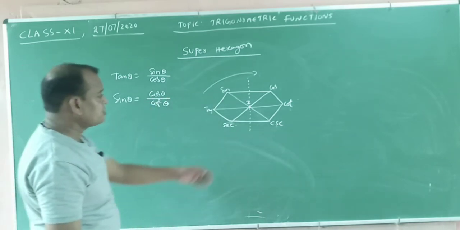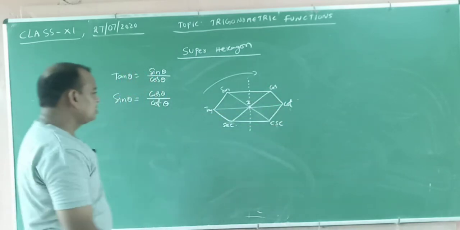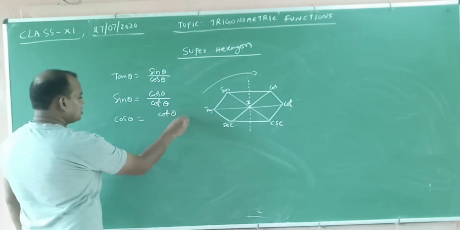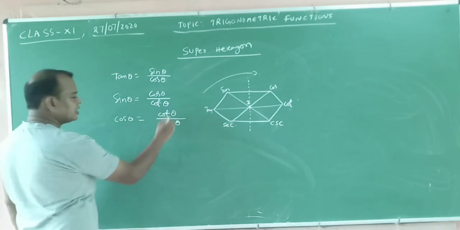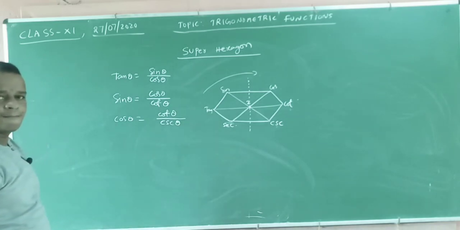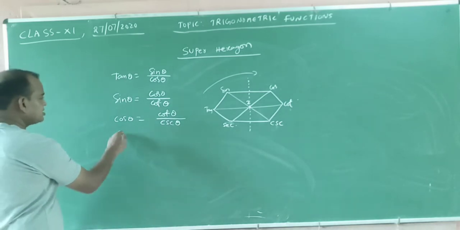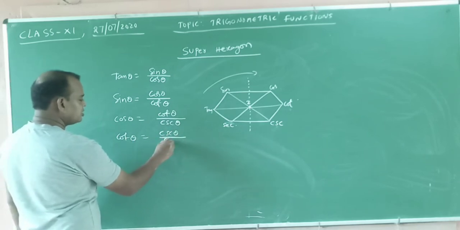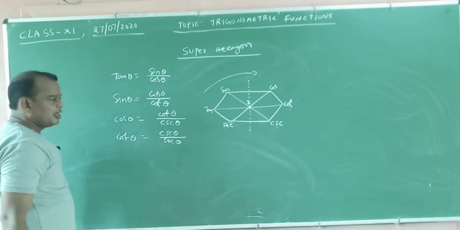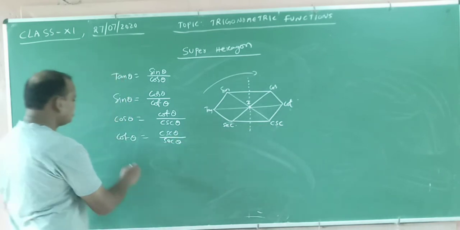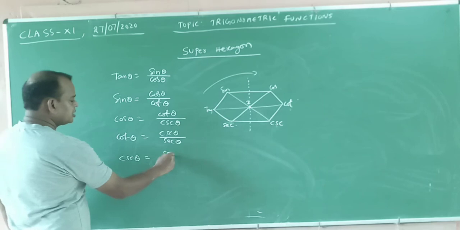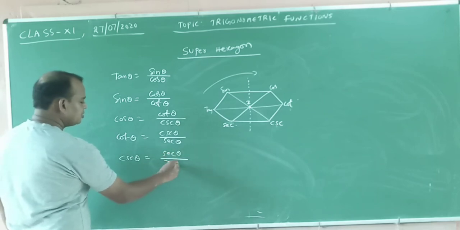Understood? Next we can take these three: cos, cot, cosecant. Now cos theta is equal to cot theta by cosecant theta. Understood? Next, cot theta is equal to cosecant theta by secant theta. Next, cosecant theta is equal to secant theta by tan theta.